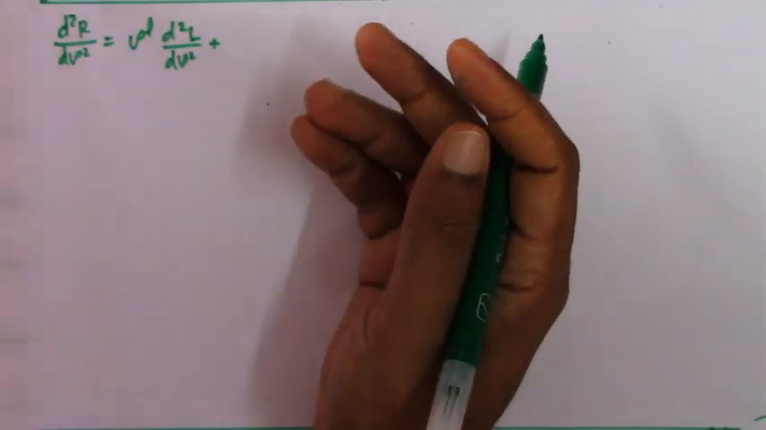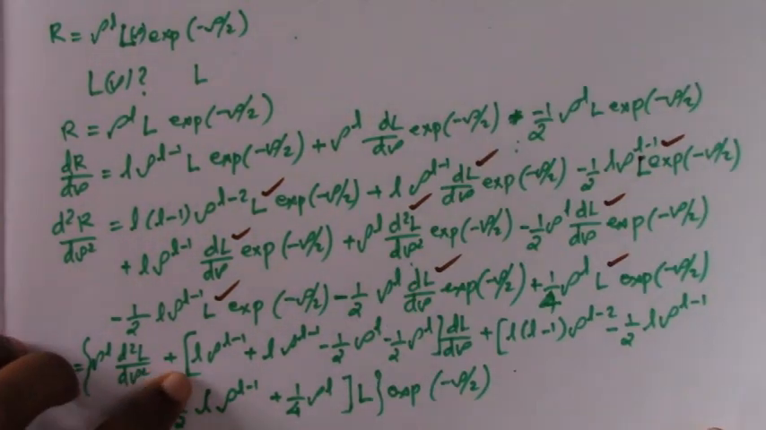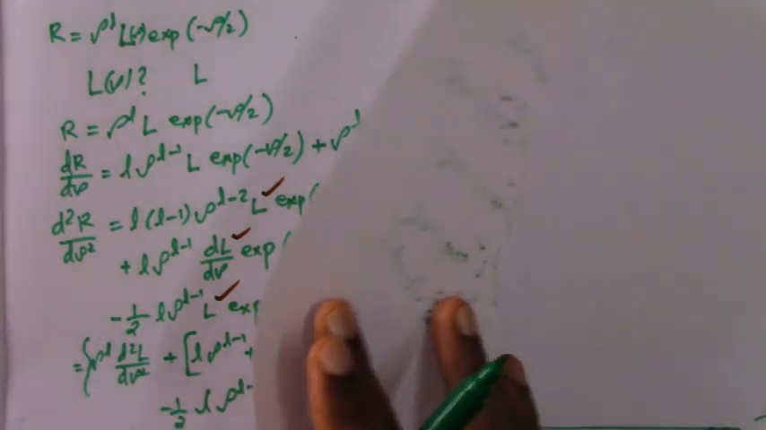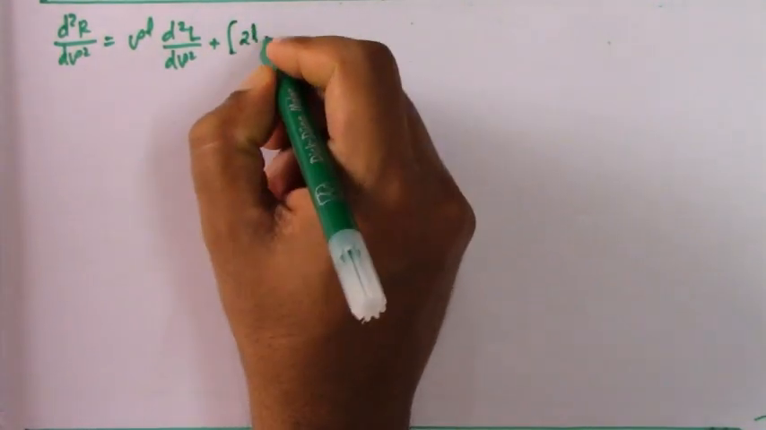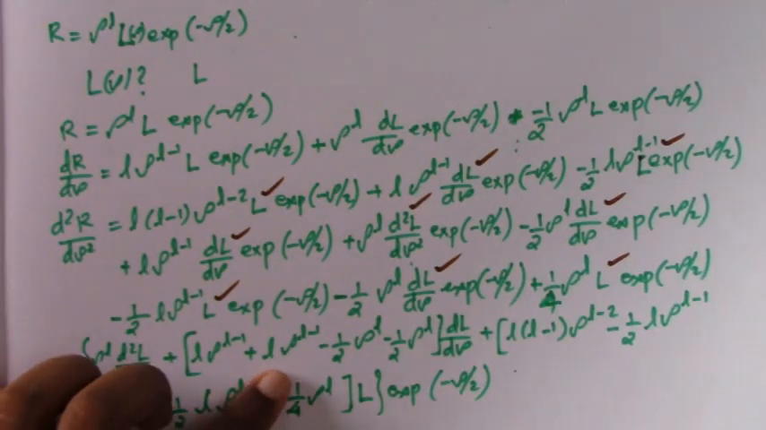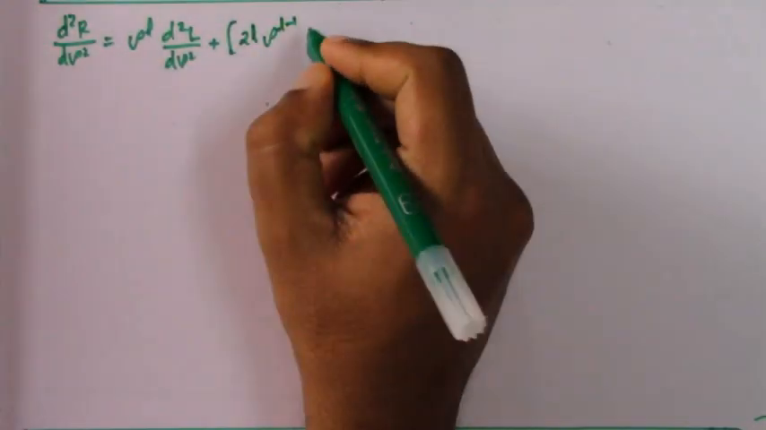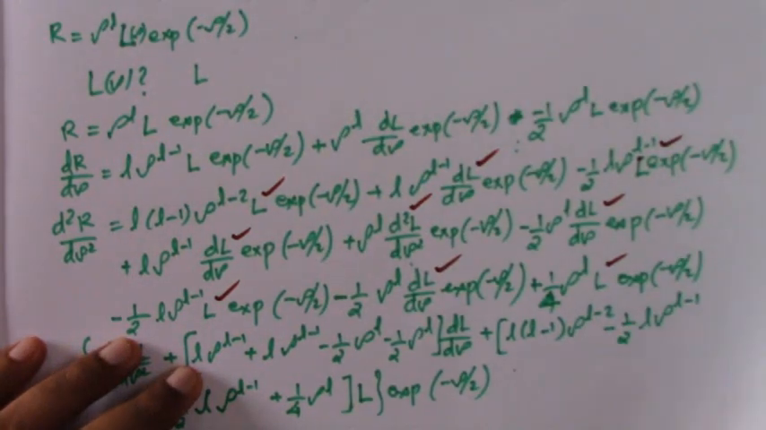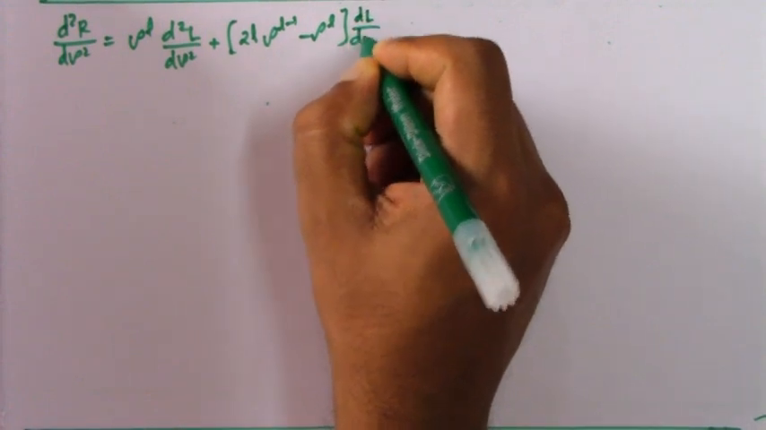Okay, we will see. So d square R by d rho square is equal to rho raised to L d square L by d rho square plus L rho raised to L minus 1 plus L rho raised to L minus 1, that is 2L rho raised to L minus 1, minus half rho raised to L minus half rho raised to L, that is minus rho raised to L, multiplied by dL by d rho.